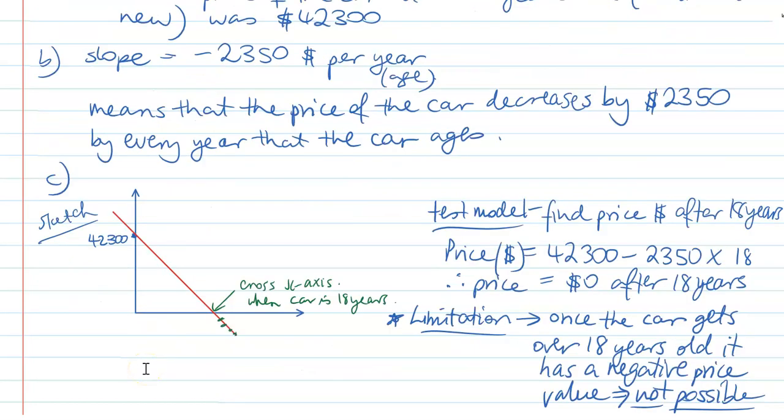So just stating that limitation, once the car gets over 18 years old, it has a negative price value, which is not possible. So that's an obvious limitation of our model.